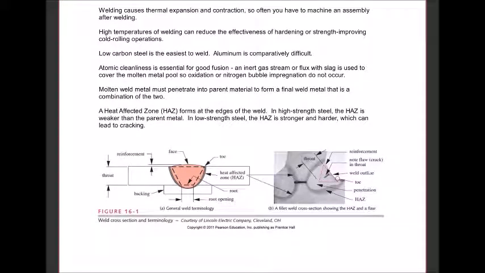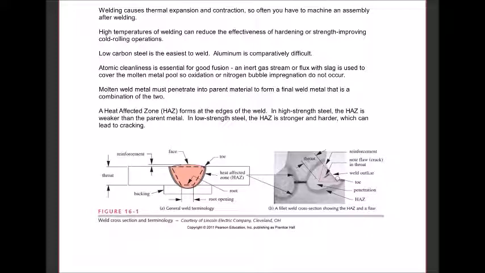You have to get good weld penetration. You need the molten weld metal to not just superficially, but to fairly deeply penetrate the parent material. And that gives you a final weld that is sometimes even stronger than the original material. The zone that's affected by the heat is called, well, the heat affected zone. And we can see a depiction here in figure 16.1 from Norton. And we can also see it in this microscope view of an actual weld.